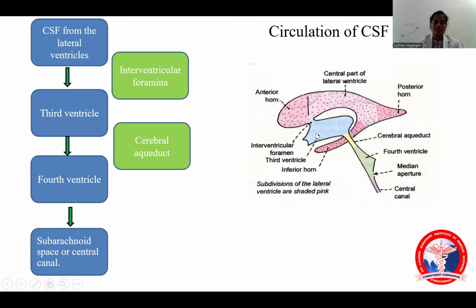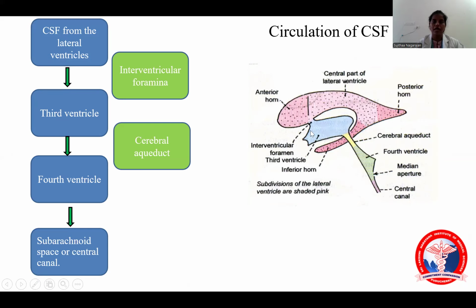In this picture we can see the C-shaped cavity, that is the lateral ventricle. We can also see the parts of the lateral ventricle: the anterior horn, the central part or body, then the posterior horn, and then the inferior horn. These C-shaped lateral ventricles, which are present in each cerebral hemisphere, are connected to the third ventricle by the interventricular foramen of Monro. So the CSF from the lateral ventricle passes to the third ventricle through this interventricular foramen of Monro.